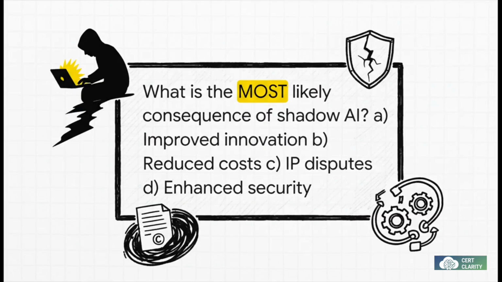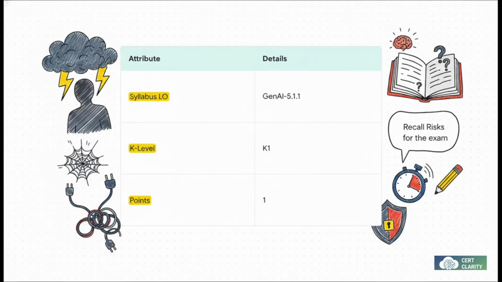Let's tackle one more, question 34. This one's about a huge risk topic you need to know inside and out. Which of the following is the most likely consequence of shadow AI in a test organization? And there's our friend again, most likely. Where is this from? It maps directly to GenAI 5.1.1. Recall the risks of shadow AI.